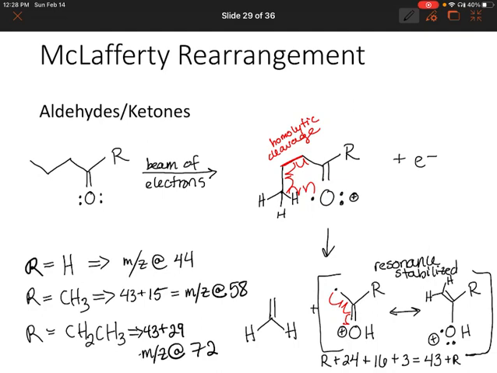Okay, so you can see that all of these are even numbers, which is why if you have M minus an even number, then it's likely that you started with an aldehyde or a ketone.